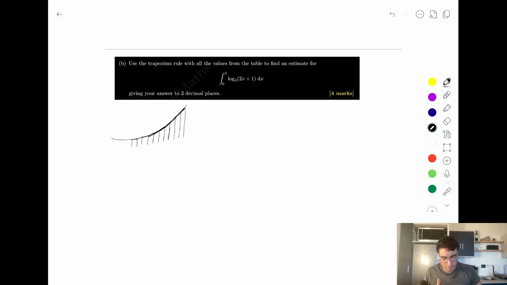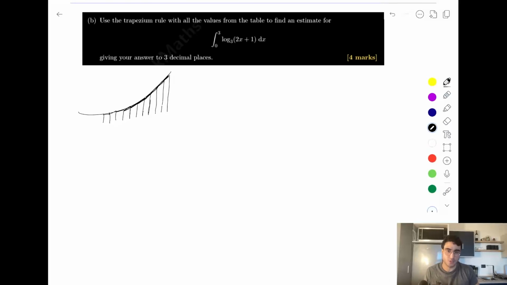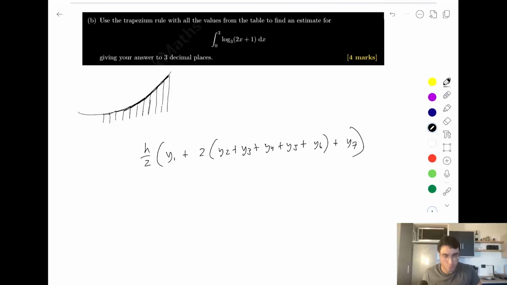So this obviously is going to have some kind of formula, right? What that formula is, as you recall, is h over 2. Okay, then we got y1, then we got 2 times the sum. In fact, let me just write it manually. y2, y3, y4, y5, y6. Okay, then you got y7 at the end there.